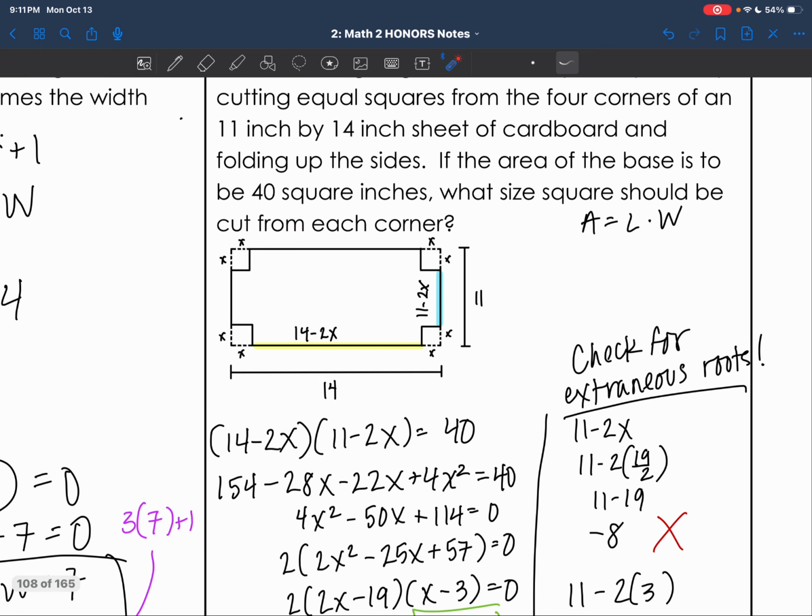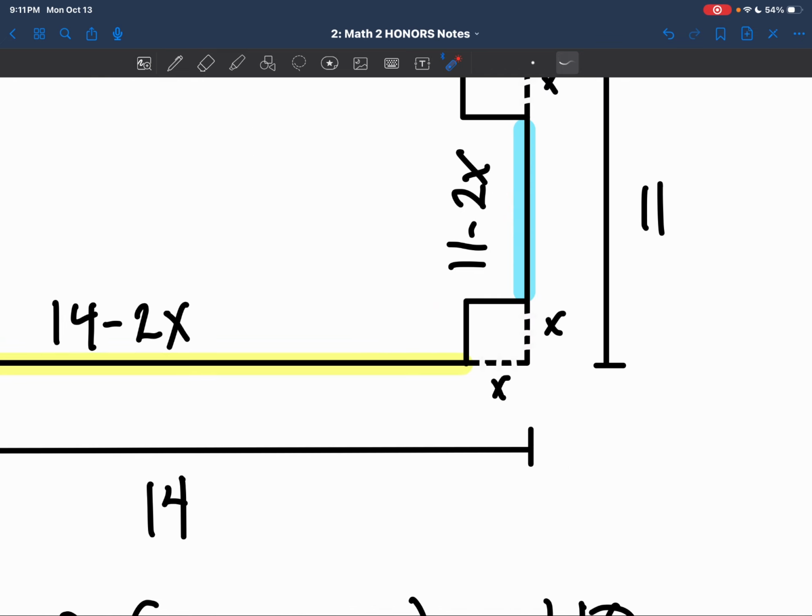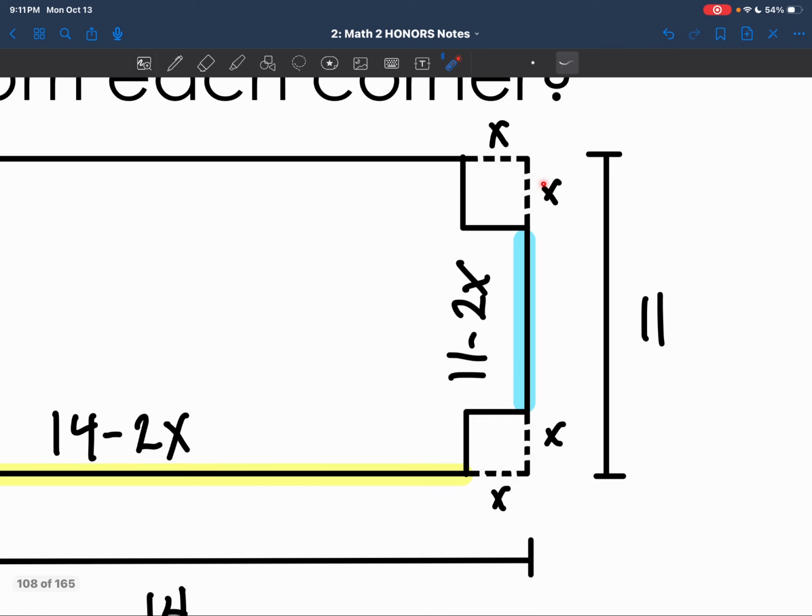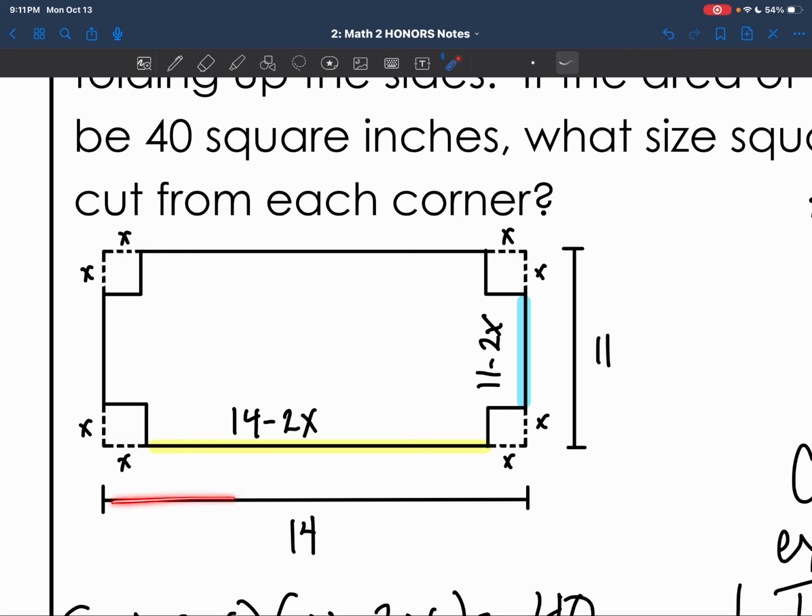Now, I know the whole side is supposed to be 11, but I don't know the cut. I know it's a square, so I know all the sides are the same. So for the cut squares, I know those will be x. And if they're all equal squares, I know this is x. So this whole side is 11. So we're actually going to take 11 minus this guy and that guy, which will give you the blue. We're going to do the same thing here. If the whole thing is supposed to be 14, but we cut this part from it, I know that this portion right here is actually 14 minus 2x.